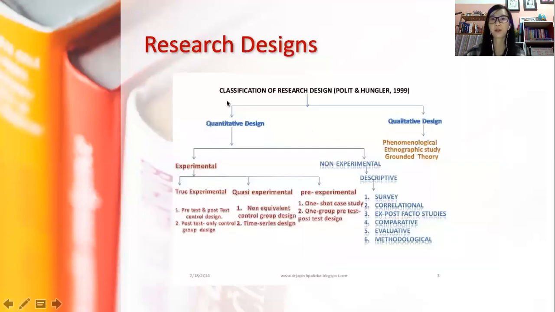Let's talk about research design, but I will not focus on qualitative design at this moment. I will focus only on the quantitative design. There are two categories for quantitative design. The first category is the experimental category, and the second category is non-experimental. For experimental, you have three types. The first one is true experiment. The second one, quasi-experiment. The third one is pre-experiment.